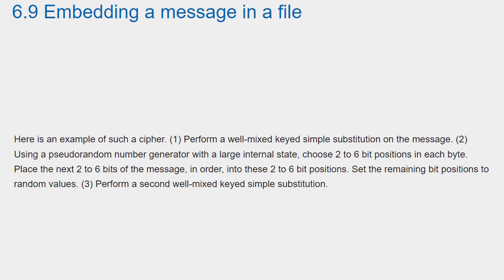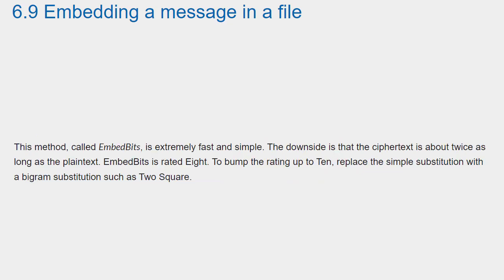Here is an example of such a cipher. 1. Perform a well-mixed keyed simple substitution on the message. 2. Using a pseudo-random number generator with a large internal state, choose 2 to 6 bit positions in each byte. Place the next 2 to 6 bits of the message, in order, into these 2 to 6 bit positions. Set the remaining bit positions to random values. 3. Perform a second well-mixed keyed simple substitution.